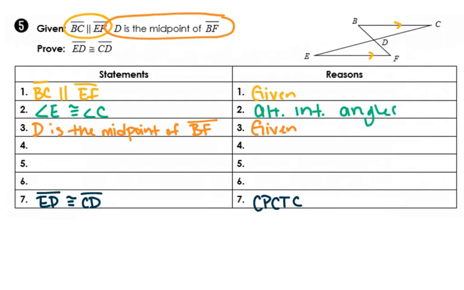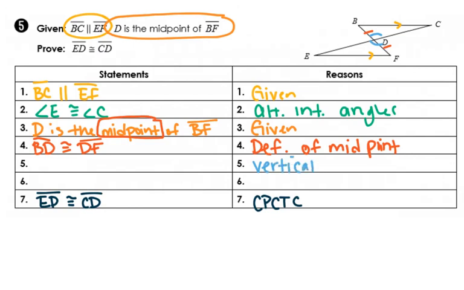I'm getting tired, so I'm going to abbreviate, being lazy now. The fact that I used a vocabulary word means I need a reason to be that vocabulary word. Definition of midpoint. Alright, if D is the midpoint of BF, then these two are going to be congruent. So BD is going to be congruent to DF. Another thing that I notice is that I have a set of vertical angles. Alright, so I'm going to name those angle BDC. It's congruent to angle FDE.